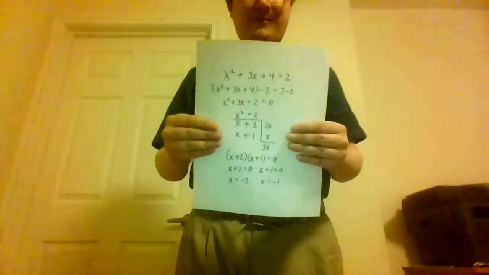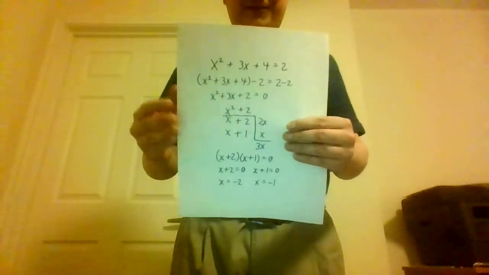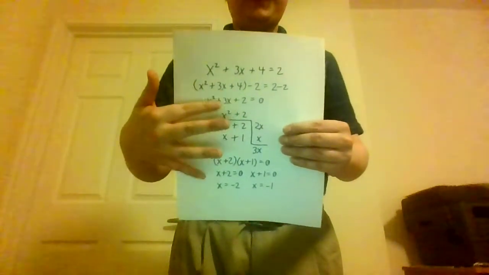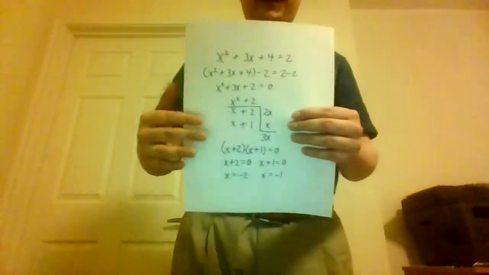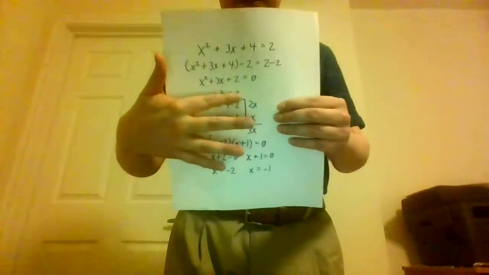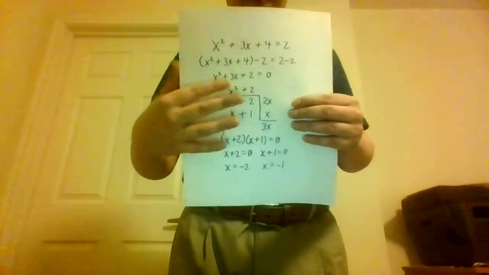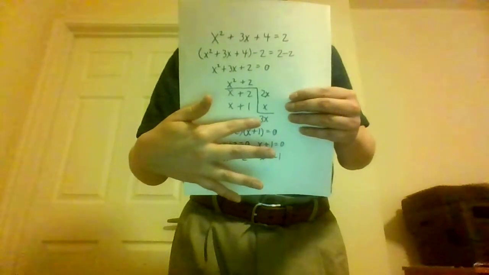For example, let's use the equation x² + 3x + 4 = 2. To solve this, you need to set it equal to 0. To do this, you subtract 2 from both sides. This leaves you x² + 3x + 2 = 0. To factor it, you produce a diagram like this. You put on top the squared variable and the non-variable, and on the bottom you put the single variable.